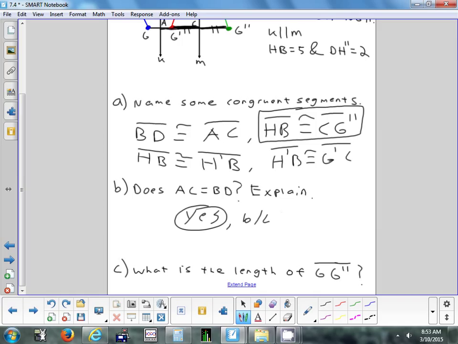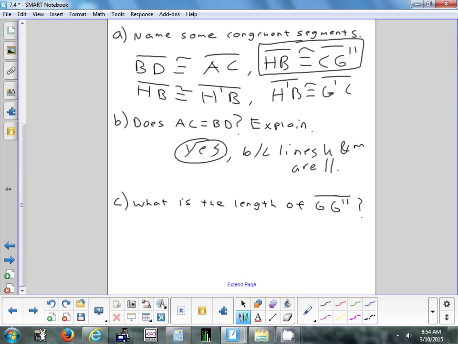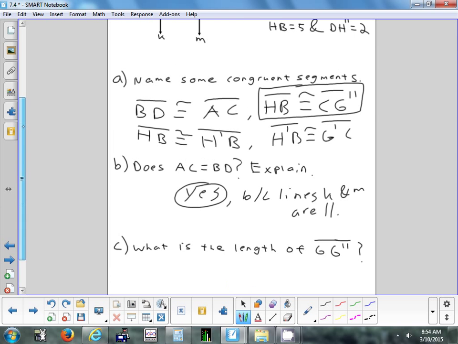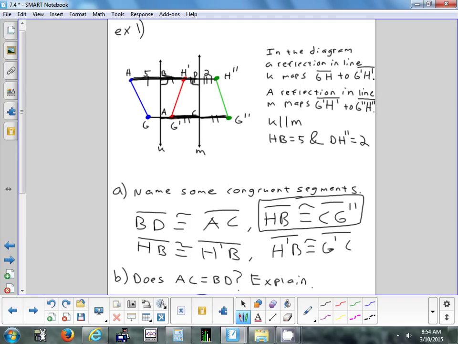Yes, because lines K and M are parallel. And the last thing is I want to know the length of G double prime. Let's go back up. From G to G double prime, it's basically the length of that entire bottom side. 14. Well, we don't have any numbers on the bottom side, but where do we have numbers? On the top. And this is a parallelogram, so we know the top side and bottom side are the same. So if we can find the length of H double prime, it's the same as G double prime.